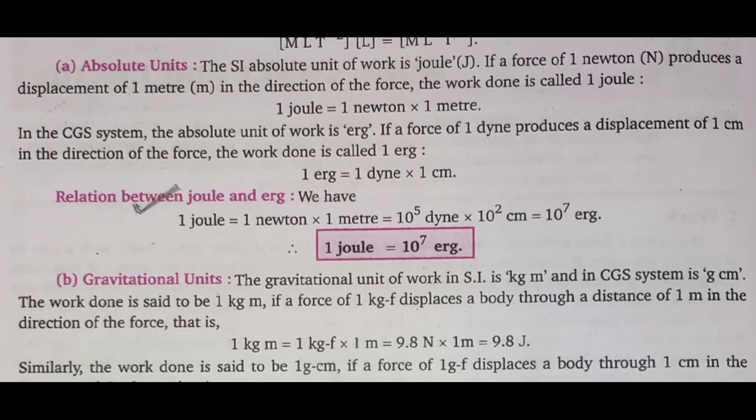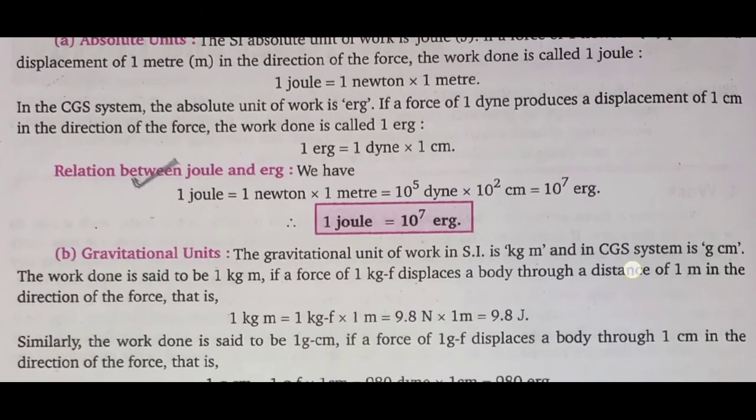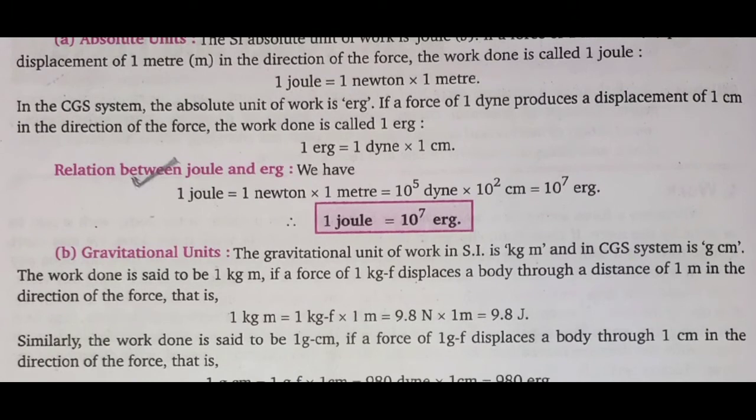If we apply a force of 1 Newton on any object, then the object is displaced 1 meter in the direction of applied force, then the work done on the object is 1 joule. The CGS unit of work is erg. If the force of 1 dyne produces a displacement of 1 centimeter in the direction of the force, the work done is called 1 erg.